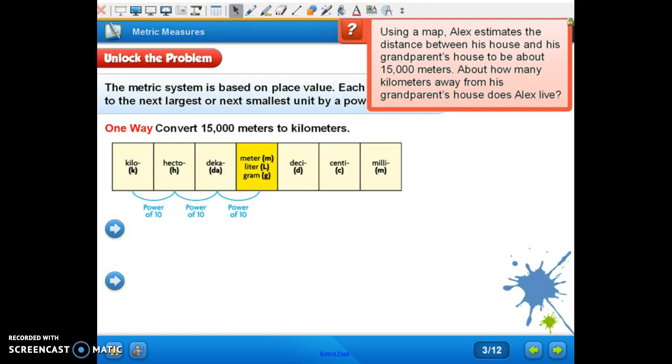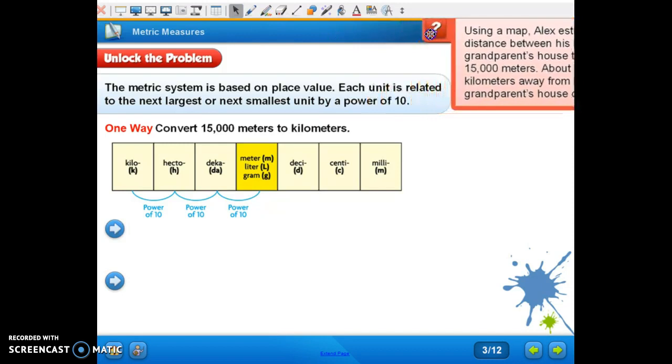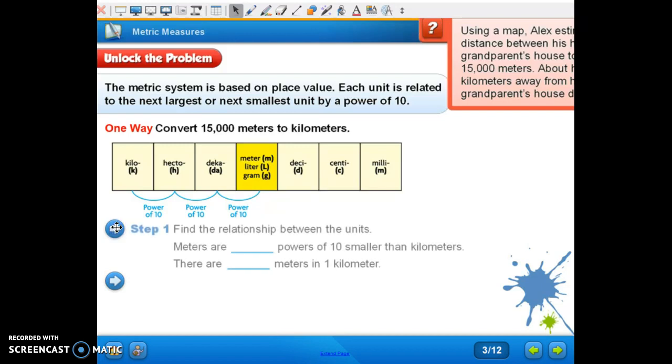Using a map, Alex estimates the distance between his house and his grandparents' house to be about 15,000 meters. About how many kilometers away from his grandparents' house does Alex live? The metric system is based on place value. Each unit is related to the next largest or next smallest unit by a power of 10. One way, convert 15,000 meters to kilometers.